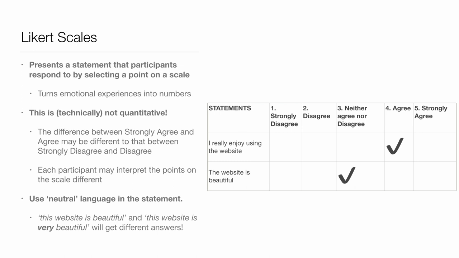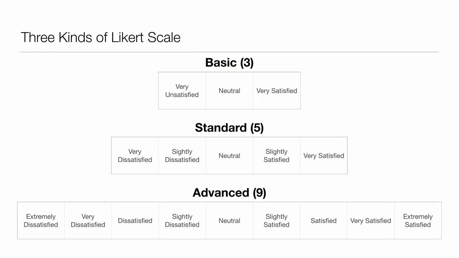Now, the problem with this is that the difference between strongly disagree and strongly agree may not be the same size of difference between agree and strongly agree. Now, what about between disagreeing and being ambivalent, being neither agreeing nor disagreeing? Is that the same gap? This is a serious issue with Likert scales that we have to think of.